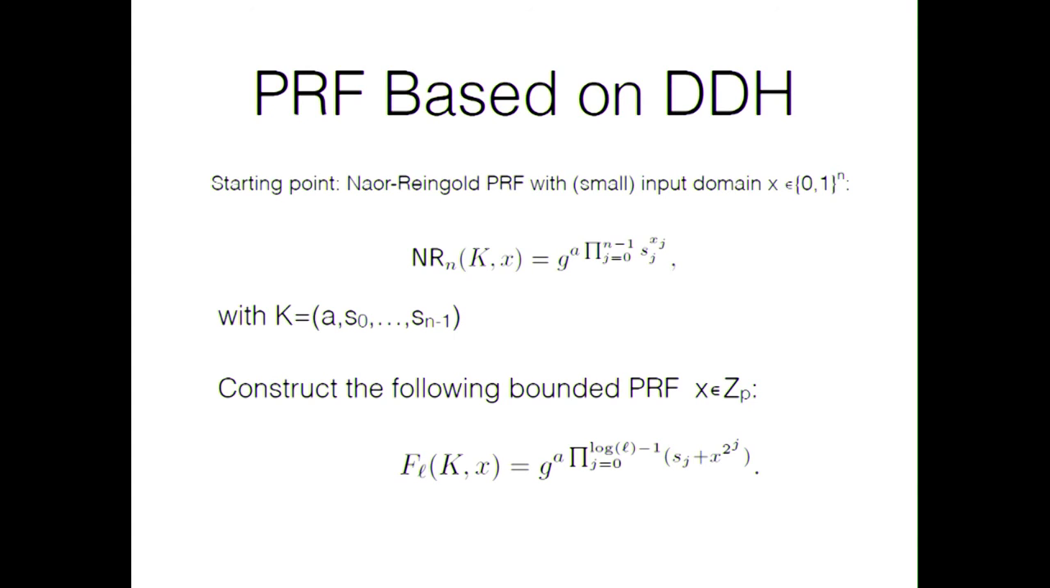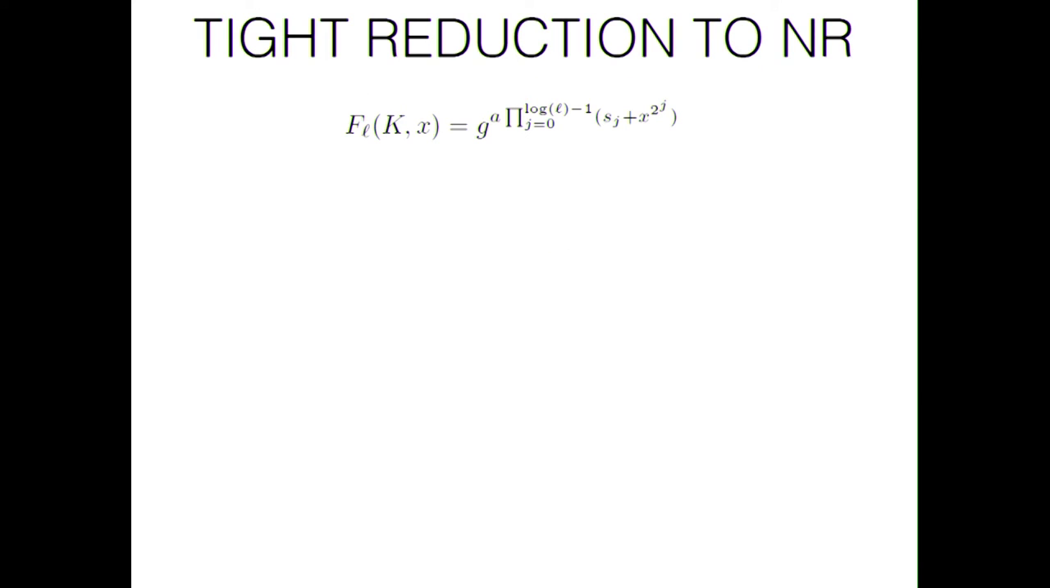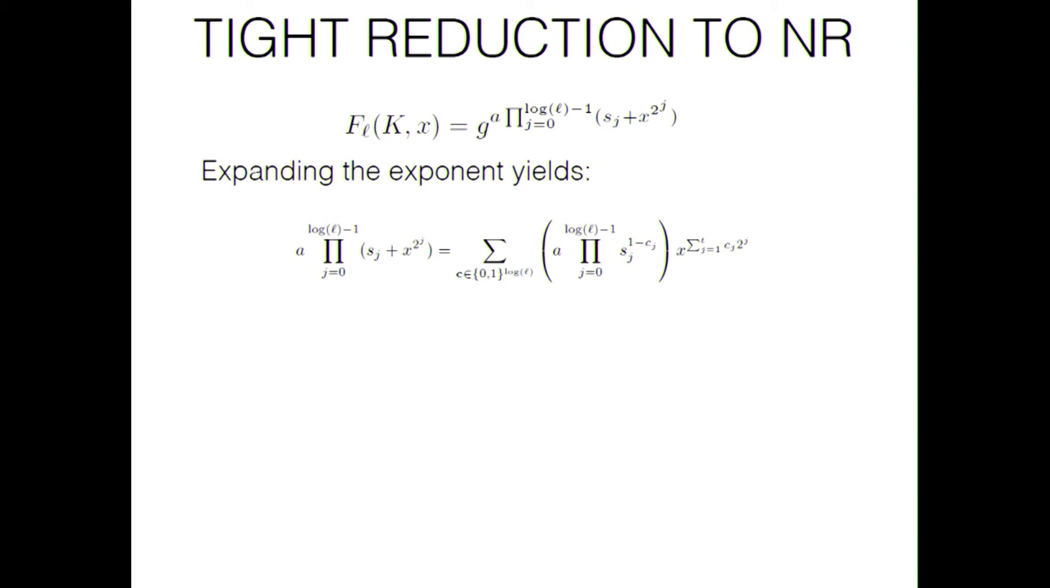So first, I would like to convince you that this indeed tightly reduces to Naor-Reingold. Why is that? Well, we are taking our bounded PRF, and what we're doing is we're expanding the exponent. If you just look at the exponent that is computed like this, you can also rewrite it as the sum over c, where the product is computed again over j from 0 to log L minus 1 of s_j1 minus c_j, and so on.